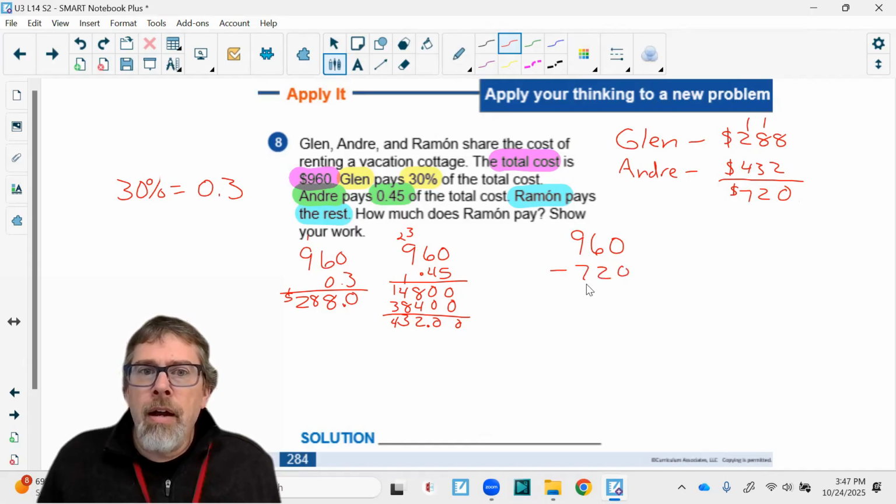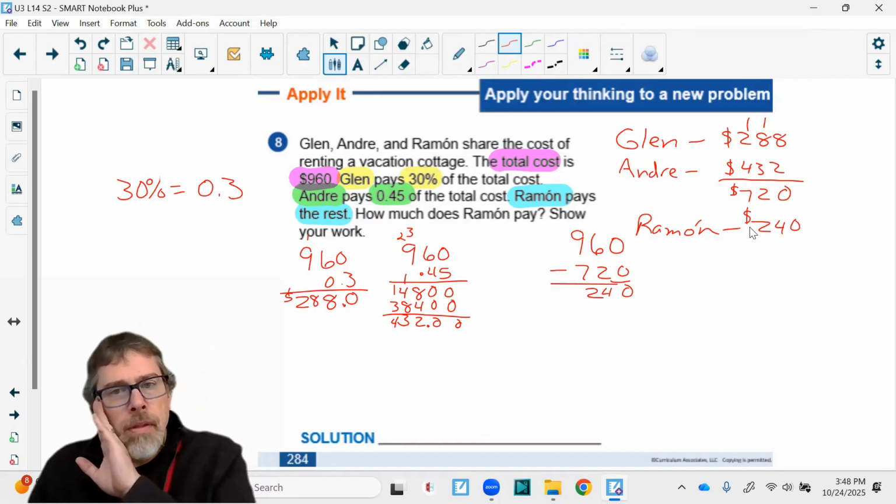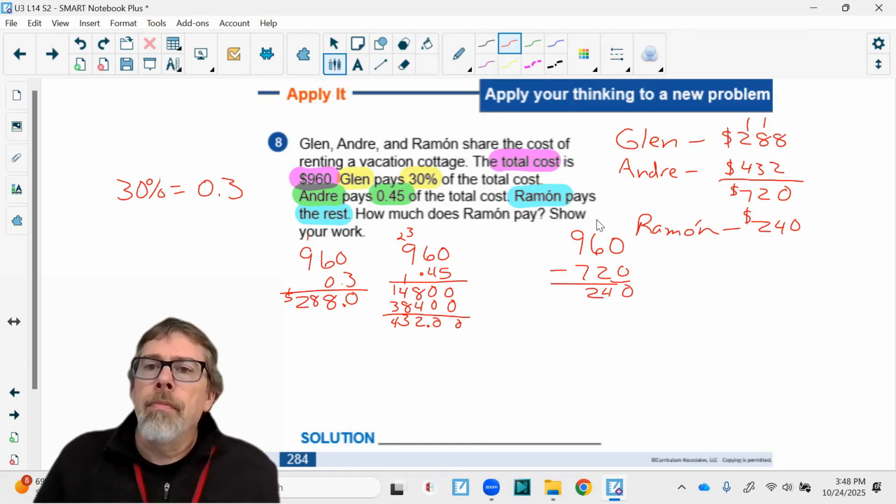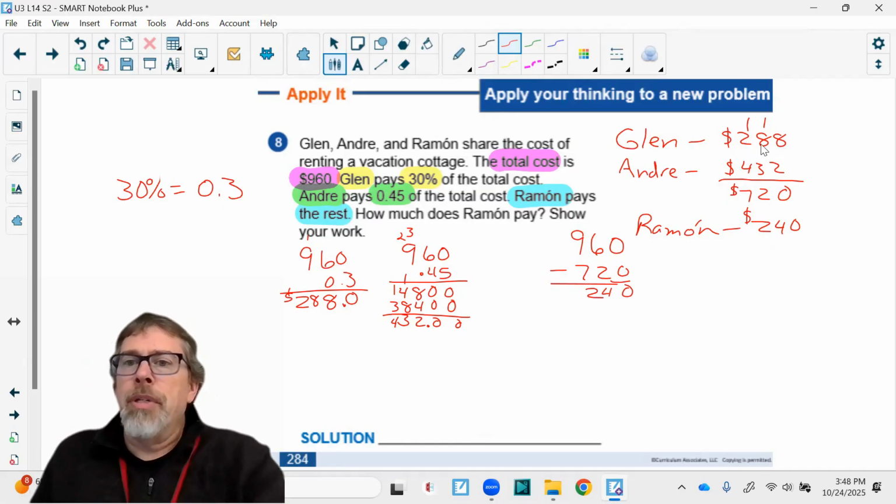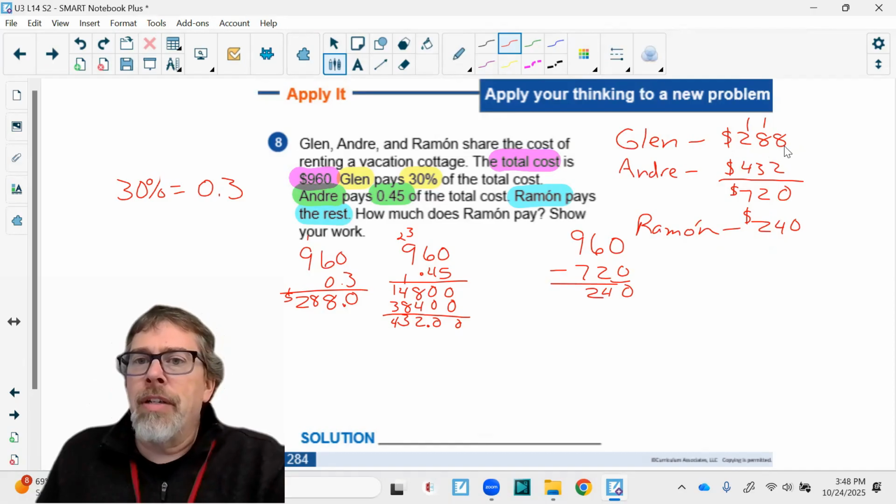And Andre is going to pay, I'm sorry, not Andre, Ramon is going to pay the difference of this. 6 minus 2 is 4. 9 minus 7 is 2. Ramon is going to pay $240. Okay. So Ramon's getting off cheapest. He's paying $48 less than Glenn, and Andre's paying the most.